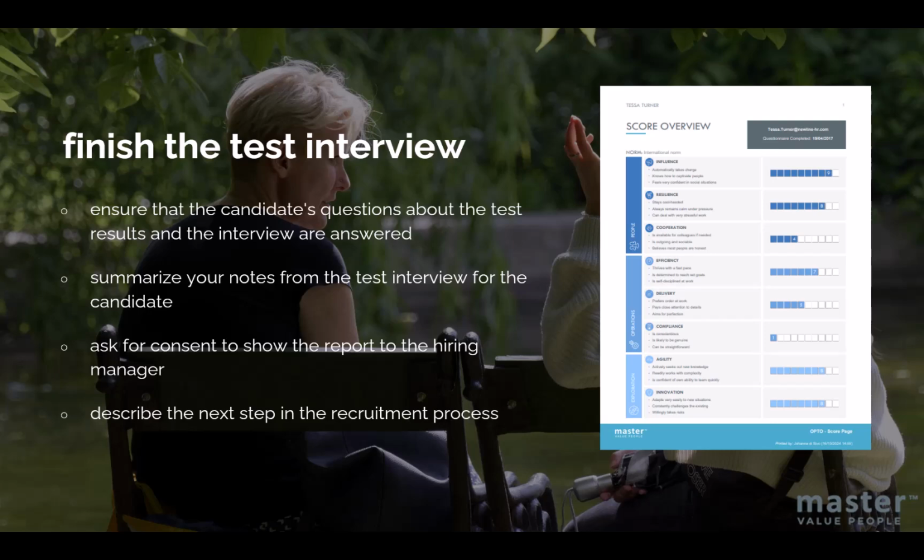When wrapping up the interview, it's helpful to double-check that the candidate doesn't have any remaining questions about the results. You may choose to briefly summarize your notes, and then it's essential to request consent to share the report and your notes with the hiring manager, especially if you're in a country covered by GDPR. Finally, outline the next step of the recruitment process.